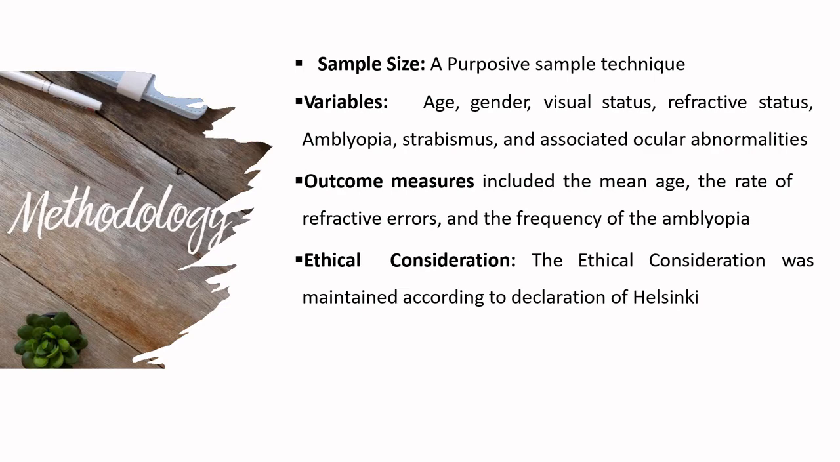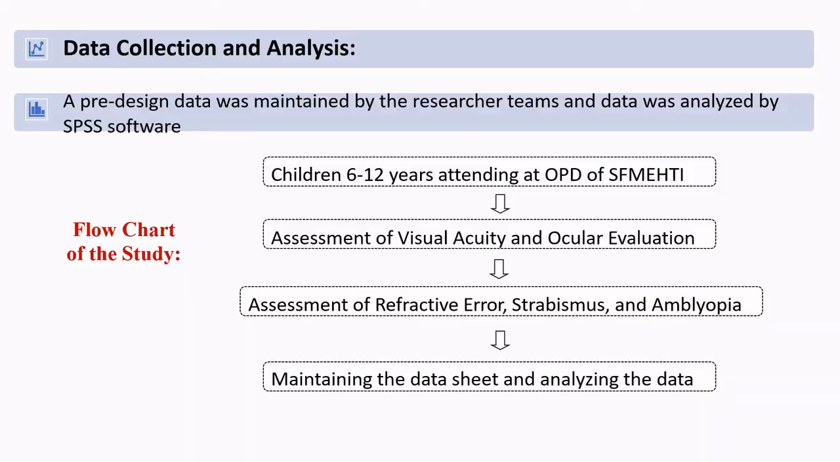Variables include demographic profile like age and gender, profile of the visual status, refractive status, strabismus, and amblyopia. Outcome measures included the mean age of the study subjects, the rate of refractive errors, the frequency of amblyopia, and associated ocular morbidities. Prior to clinical evaluation, an informed written consent was taken from the attendant guardian of the children. The ethical consideration was maintained according to the Declaration of Helsinki. A pre-designed data format was maintained by the researcher team and data was analyzed by SPSS software version 17.